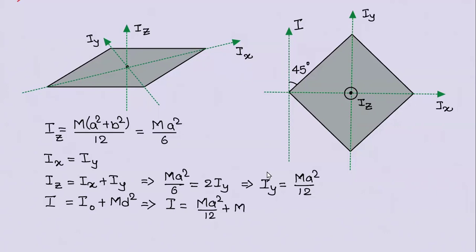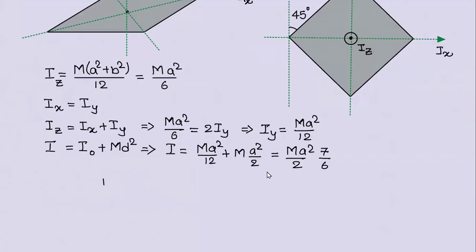What is d? This distance, right? This is the diagonal. Diagonal is root 2 a. Half of the diagonal, root 2 a by 2, is a by root 2. So d square is a square by 2, right? Now if you simplify, that is equal to m a square by 2. If I take common, 1 by 6 plus 1, it will be 7 by 6, right? So finally, the required moment of inertia I is equal to 7 m a square by 12.